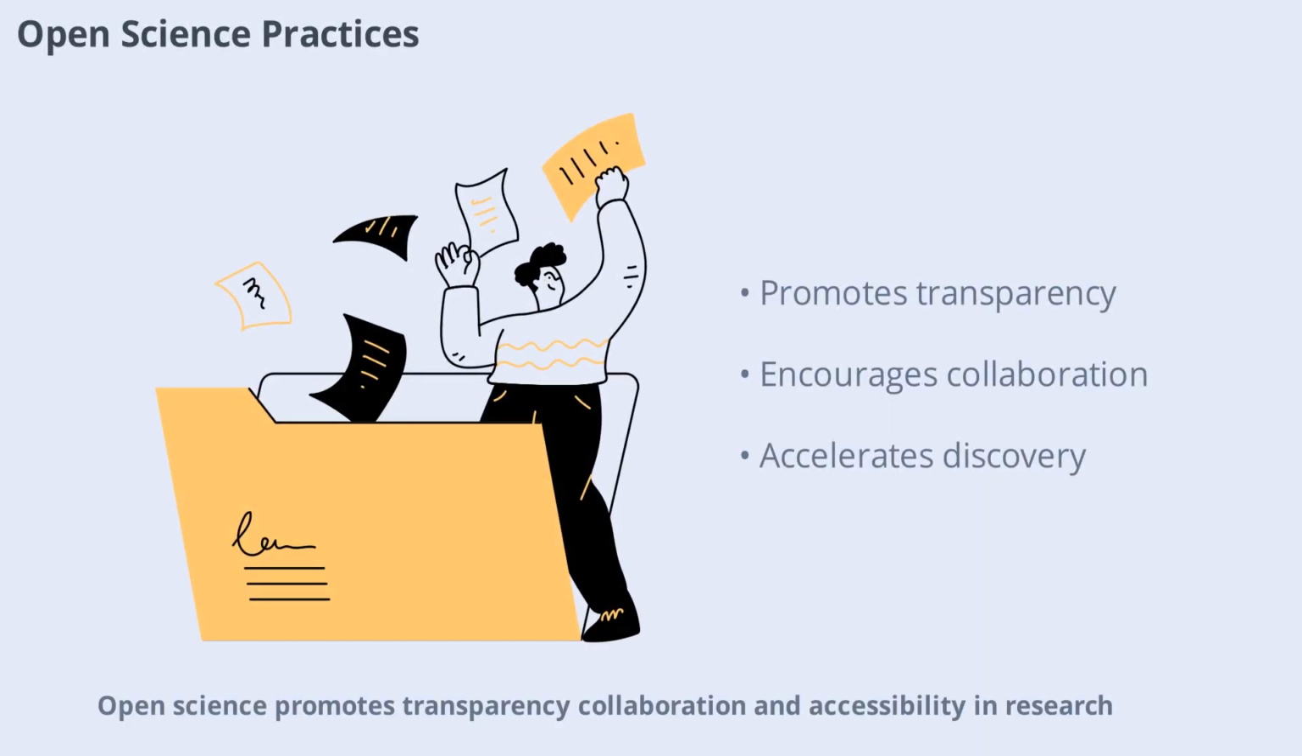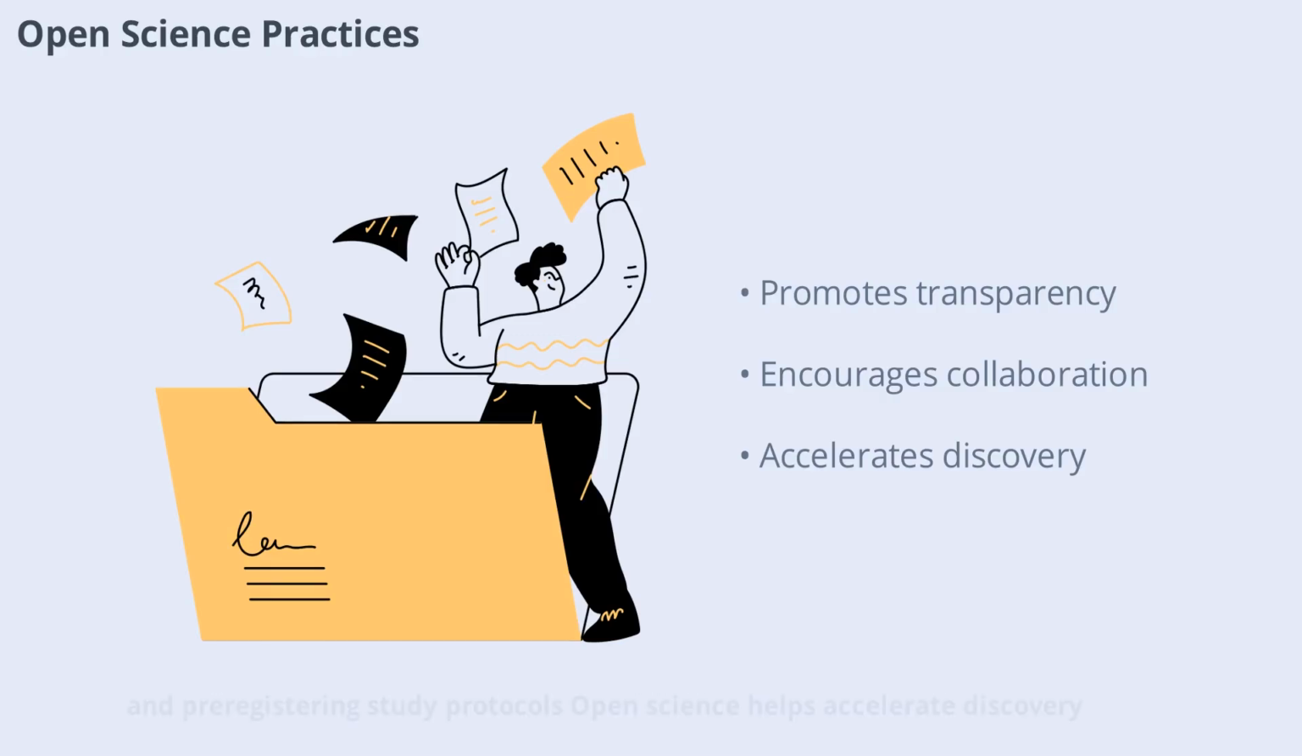Open science promotes transparency, collaboration, and accessibility in research. Practices include sharing data, publishing open-access articles, and pre-registering study protocols. Open science helps accelerate discovery, reduce duplication, and foster trust in scientific findings.